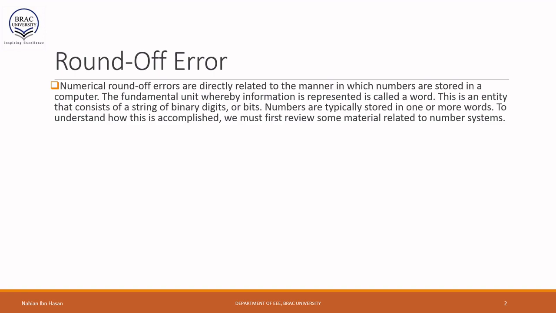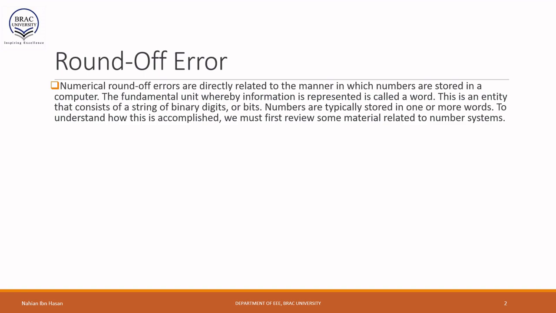You have heard about 32-bit systems or 64-bit systems. What do these 32-bit or 64-bit systems actually mean? It means the biggest word that is available to store data in your computer is a 32-bit word or a 64-bit word. That means it can represent a number with 32 bits maximum or 64 bits maximum. Numbers are typically stored in one or more words. To understand how this is accomplished, we must first review some material related to number systems.